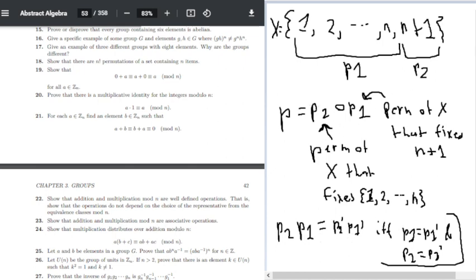Now, what is the total number of permutations in this form? Well, this is n factorial, by the inductive hypothesis. And this is n plus 1, because realize that n plus 1 can be sent to either of the n places, or it can be sent to itself. It can be the identity permutation. So in total, there are n factorial times n plus 1 permutations of n plus 1 elements, which is equal to n plus 1 factorial permutations. Oh, that's satisfying. That's very satisfying.